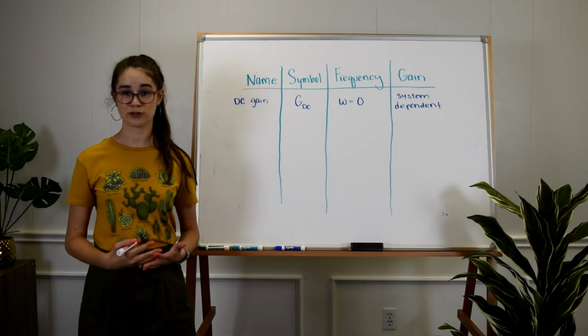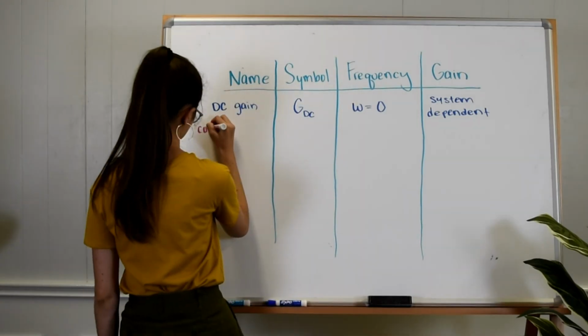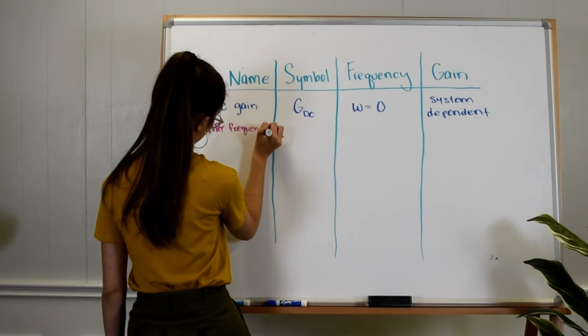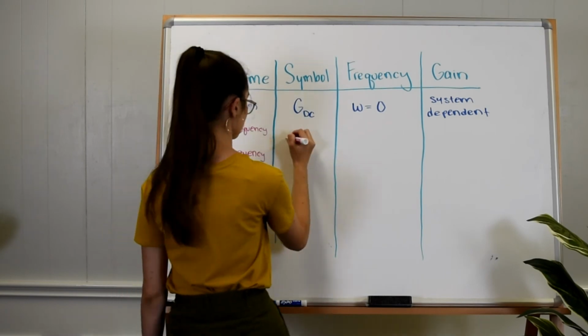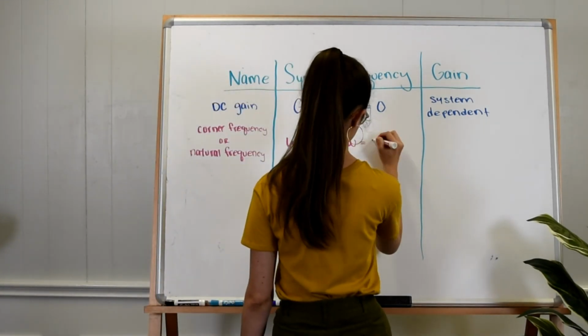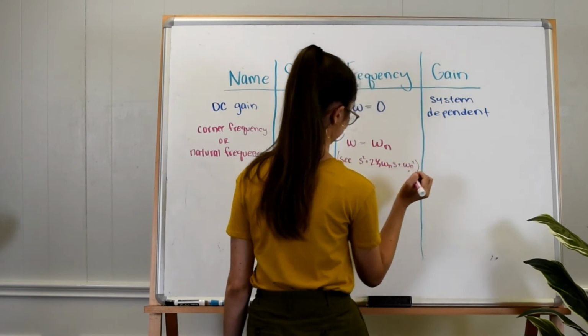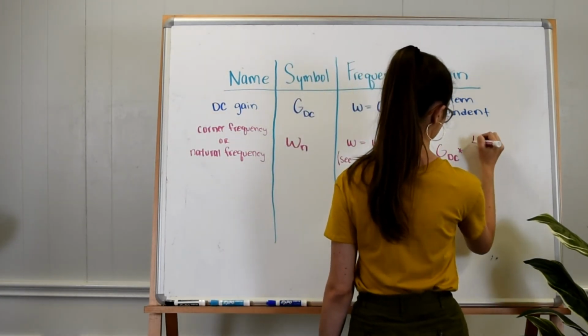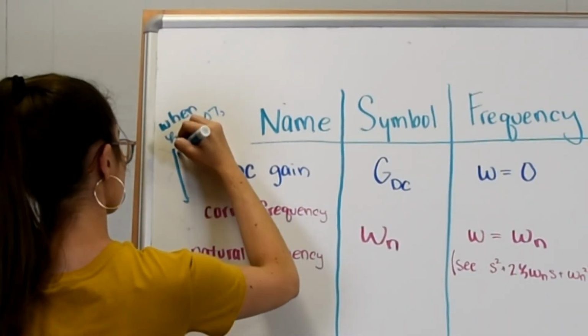Next, we have the corner frequency, which is also called the natural frequency. It's denoted by omega n and occurs at the omega n defined by our magic characteristic equation we looked at earlier. The gain here will be the DC gain times 1/2 zeta, and here there's one last thing to note. For the special case where zeta equals 0.707, our natural frequency will also be our bandwidth.